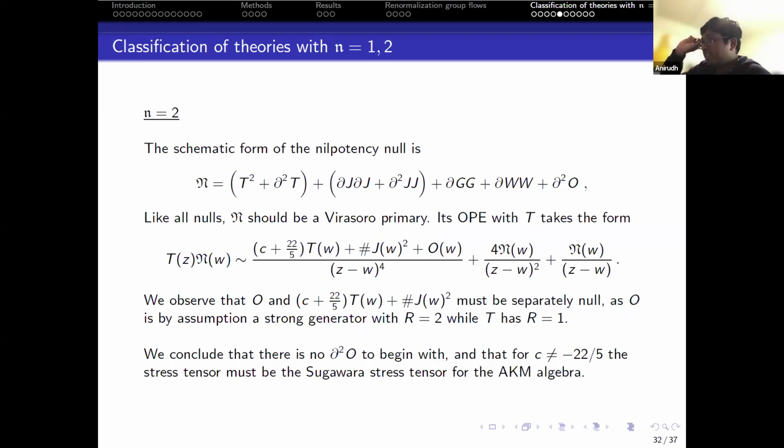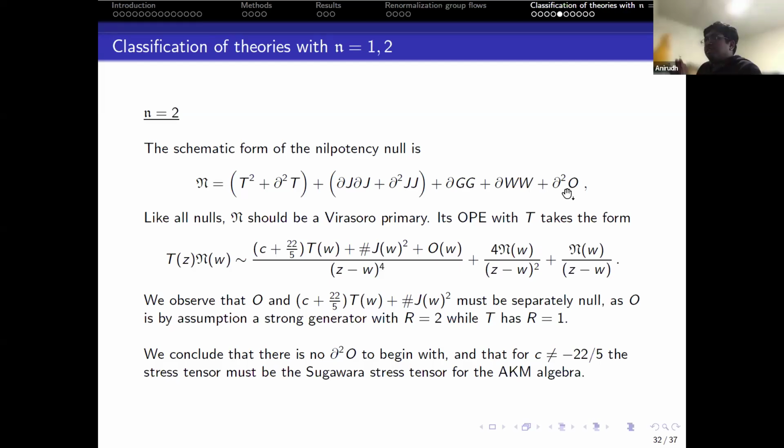Let's now do N equal to 2. It becomes significantly more complicated. The schematic form for the most general null is of this form, where let me just remind you, this is of course the stress tensor. These J's are the AKM currents. These G's are the supercurrents, and these W's are weight 3/2 Higgs branch operators. And this O is a weight 2 Higgs branch operator.